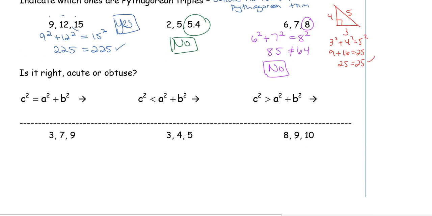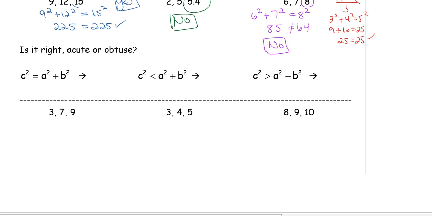Alright, the last section of our notes for this video is trying to determine if it's a right, acute, or obtuse triangle. This next part is based on the Pythagorean theorem. We're going to use an inequality of the Pythagorean theorem to determine whether it's acute, obtuse, or right. Well, we know in the Pythagorean theorem, if a squared plus b squared is equal to c squared, we need a right triangle in order for that to be true.